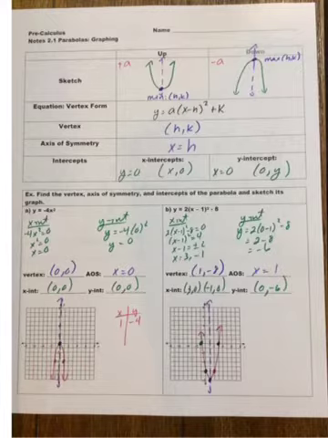Today's day 1, where we're just going to be graphing them, and we're going to be reviewing the vertex form of the parabola, which we did when we were doing all of our different transformations. So we're going to look at 2 types of parabolas. They can either open up or they can open down, and it is controlled by the a.